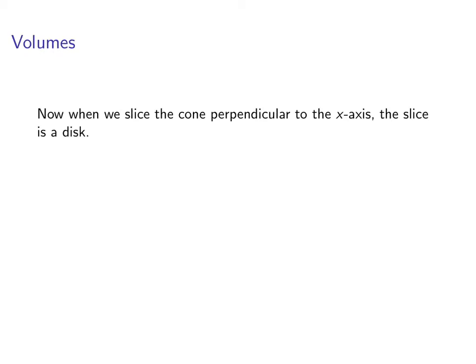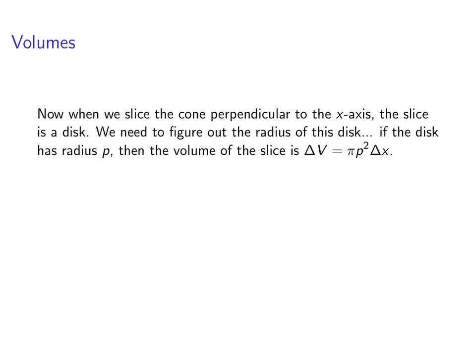When we slice a cone perpendicular to the x-axis, the slice is a disk. Actually, more accurate to say that it is very close to a disk. Now we need to figure out the radius of this disk. If the disk has radius p, then the volume of the slice is delta v equals pi times p squared delta x. Remember, the delta x is the thickness of the slice.